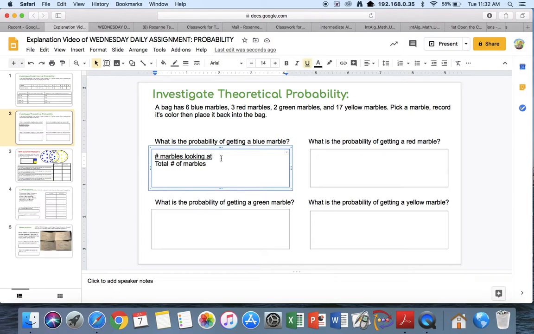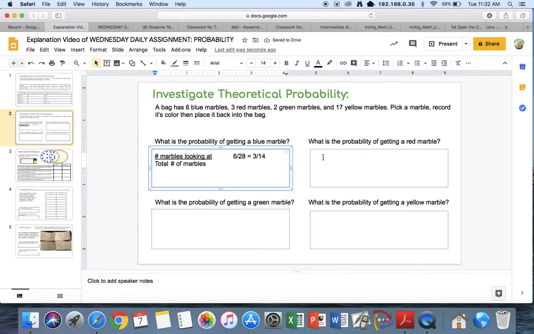In this case, specifically, the number of marbles I'm looking at, well, I'm looking at the blue marbles. I have 6. Oh, and I don't want that, so let me fix that. So I have 6 out of, we said 28 was the total. So I have 6 out of 28, which reduces down to, 2 goes into them, so 3 divided by 14, right?